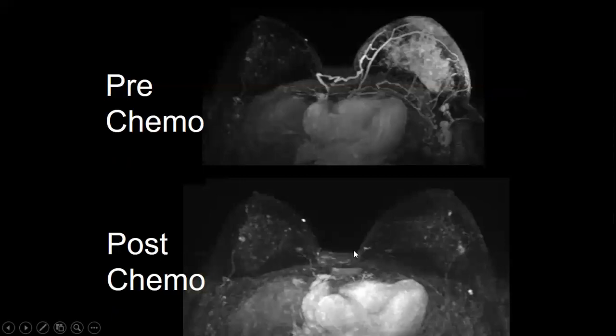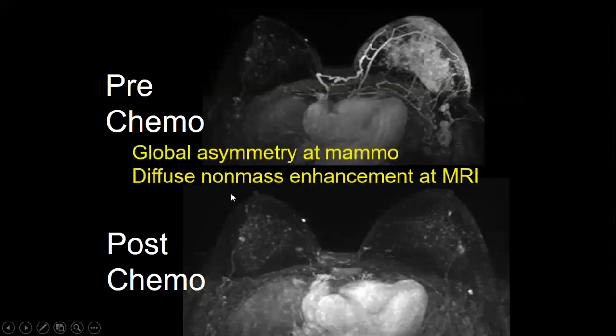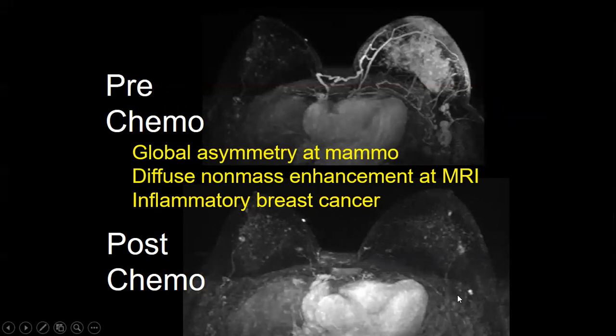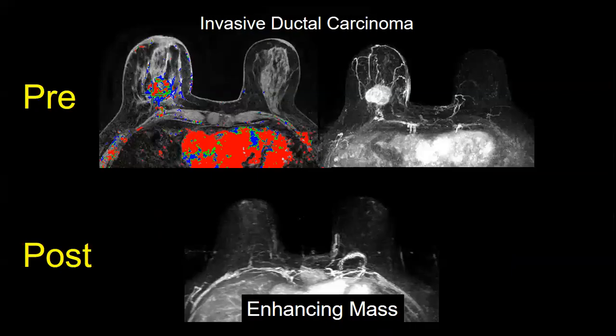Before chemo on top, after chemo on the bottom. This is a case of an inflammatory breast cancer. And what you have here is a diffuse non-mass enhancement on MR, as well as skin thickening. And you also have adenopathy. So the skin thickening, the diffuse non-mass enhancement and the adenopathy pretty much all resolved. So this is what MR can show you as a good response.